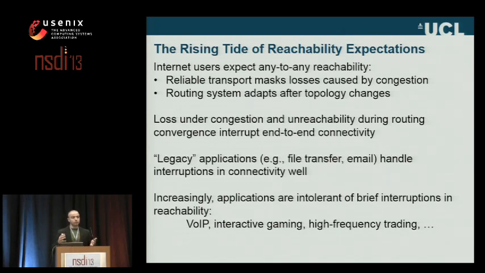This is assured in two main ways today. We have reliable transport, which masks losses caused by congestion. And basically, when the topology changes, the routing system quickly adapts. Now, when any of those two things happen, there is a brief interruption to end-to-end reachability.